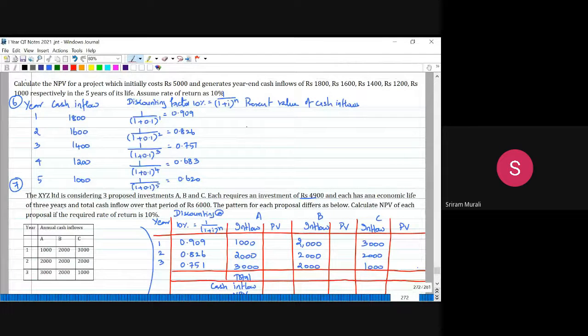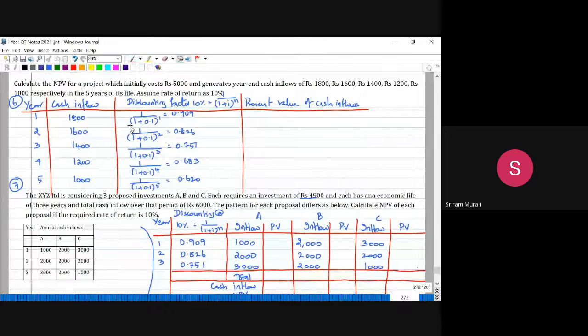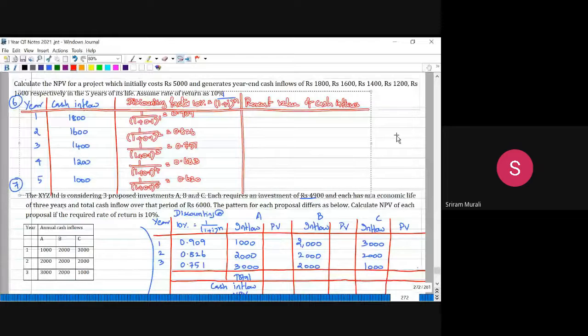This is the formula for discounting, 1 by (1 plus i) the whole power n, and that gives the present value of the cash flow. So for the first year it is 1 by 1 plus 0.1 the whole power 1, then the whole square for the second year, the whole cube for the third year. Now we have to multiply these two to get the present value. These we computed, and this is given to us.